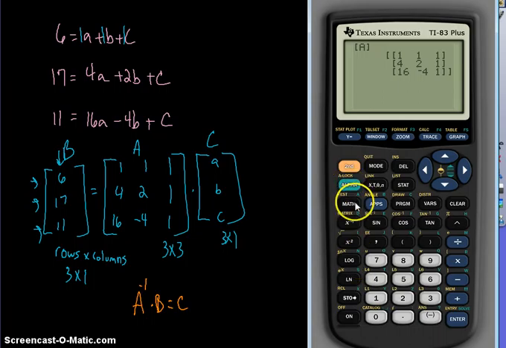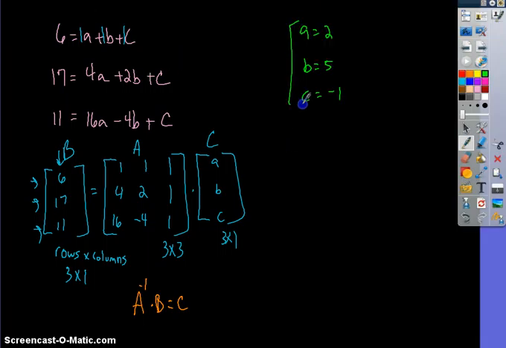So type in matrix A, hit enter. This is the inverse button, the X to the -1, so tap it. Times, go down to matrix again, go down to the number 2 for B, hit enter. A inverse times B, and it tells you 2, 5, and -1. Those are the values for A, B, and C respectively. So A is 2, B is 5, C is -1. So the equation is y equals 2x squared plus 5x minus 1.